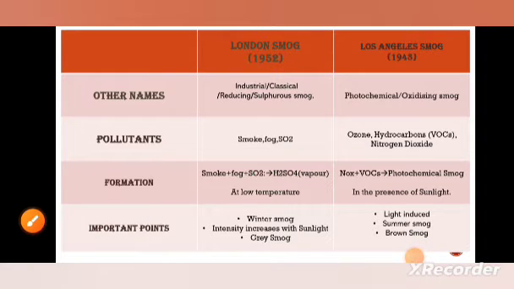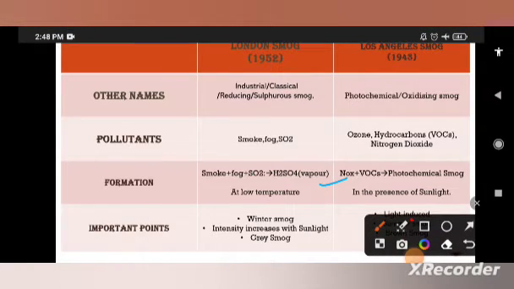This photochemical smog is formed when oxides of nitrogen combine with volatile organic compounds in the atmosphere in the presence of sunlight. For the formation of photochemical smog, as the name suggests, sunlight is required. So it is light induced smog and is mainly formed in the summer season.